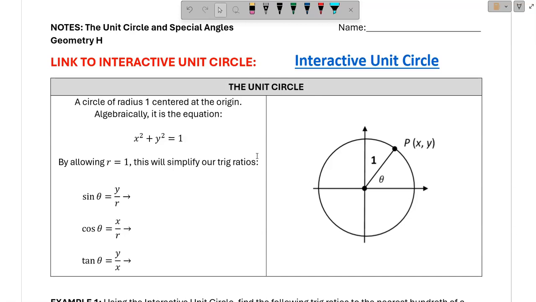So we're going to first mention something called the unit circle. A unit circle specifically is a circle with a radius of 1, hence the name unit circle, singular. The unit circle is centered at the origin. Algebraically, we learned this in Algebra 2 as the equation x squared plus y squared equals 1. Now, there's a reason why we're talking about the unit circle.